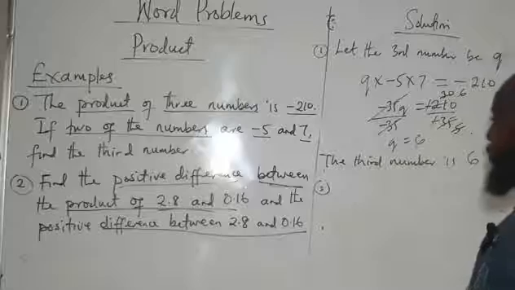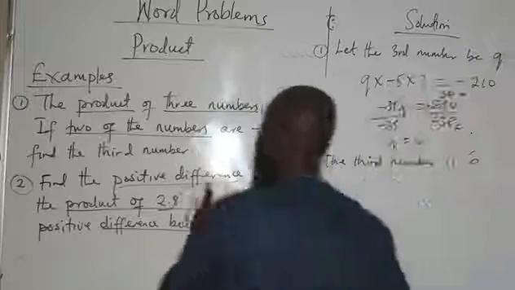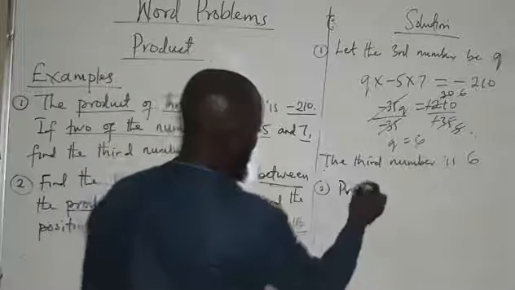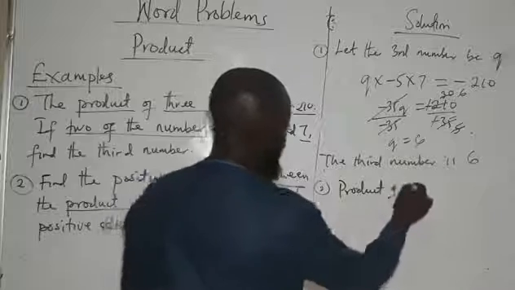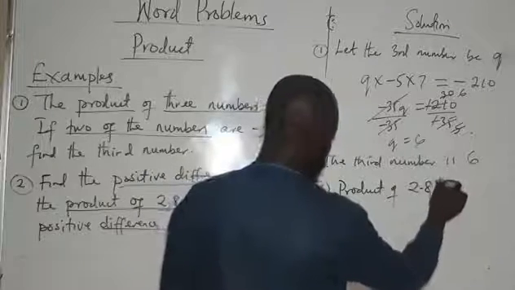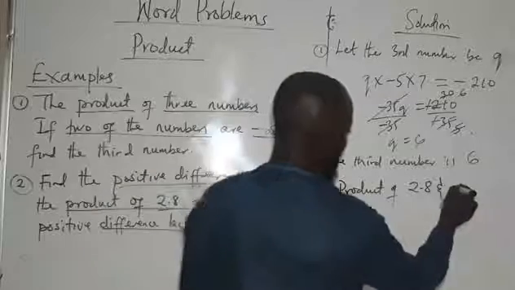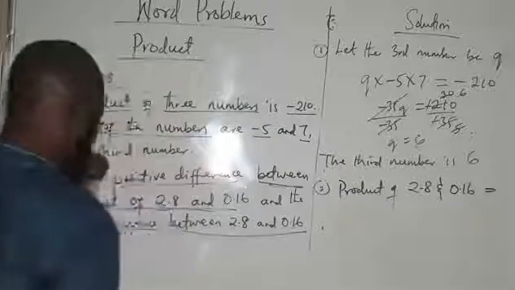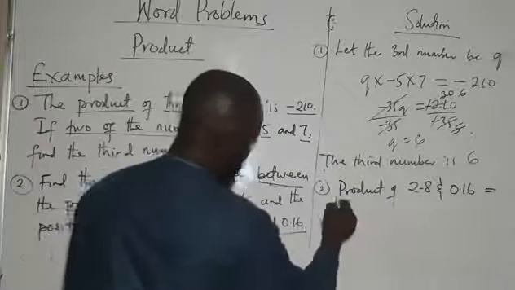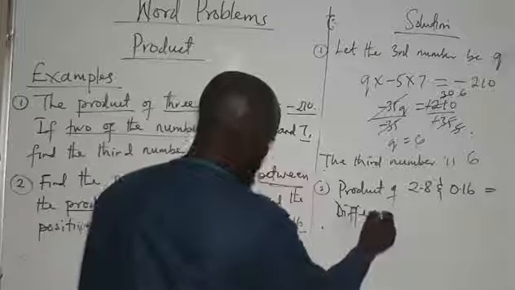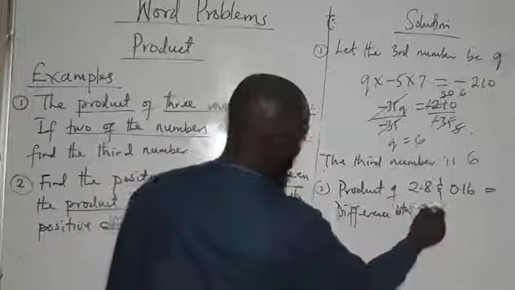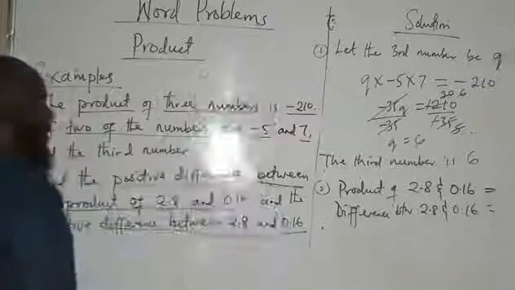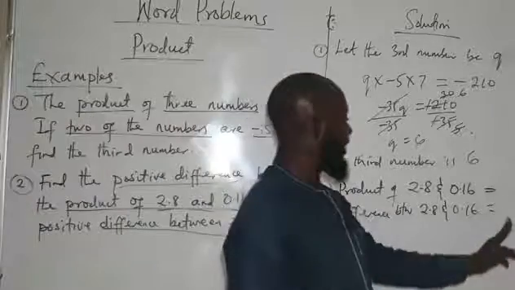So in that case, what are we going to do first? So let's look at the product of 2.8 and 0.16. We find the product right here. Then the difference between the two, the difference between 2.8 and 0.16. You find the difference. After that, we then find the positive difference between this and this.